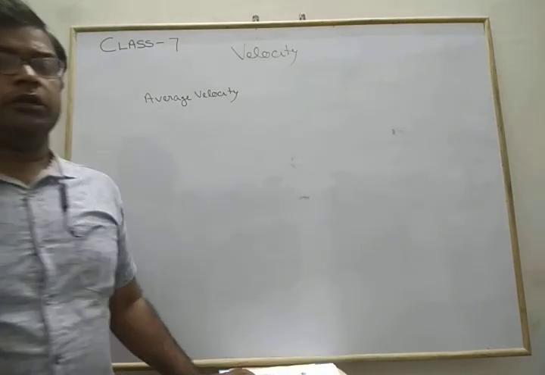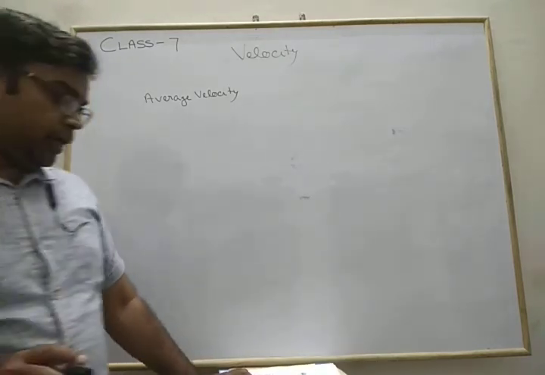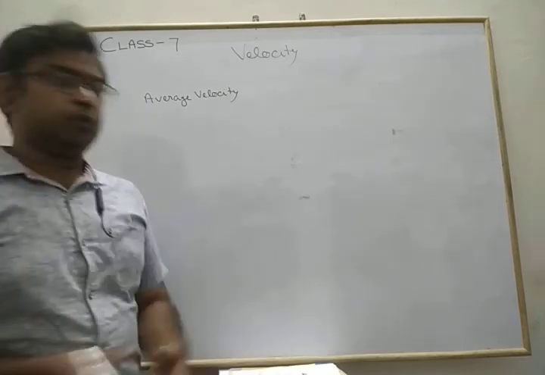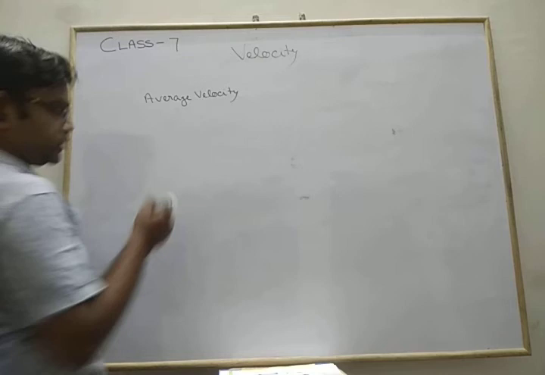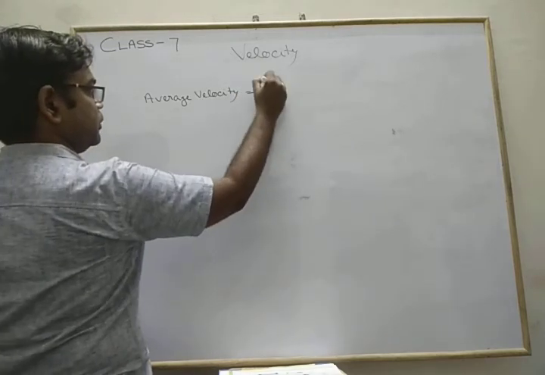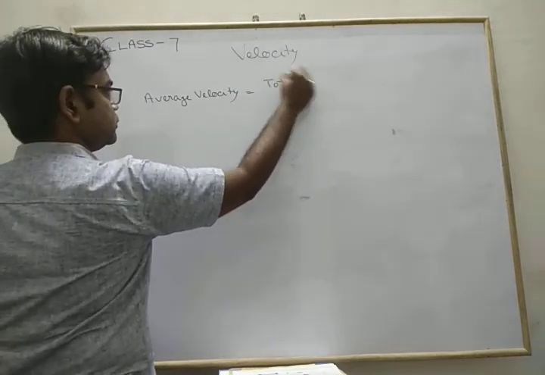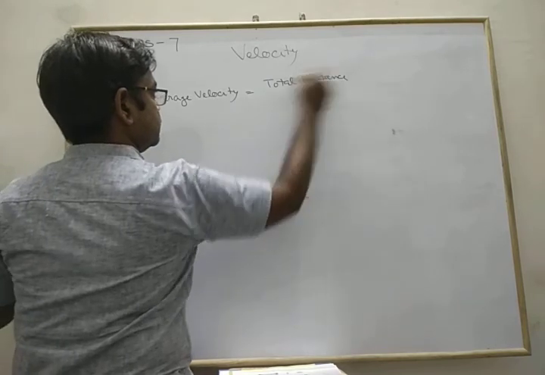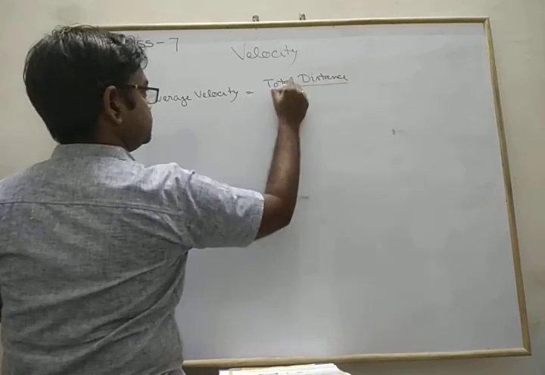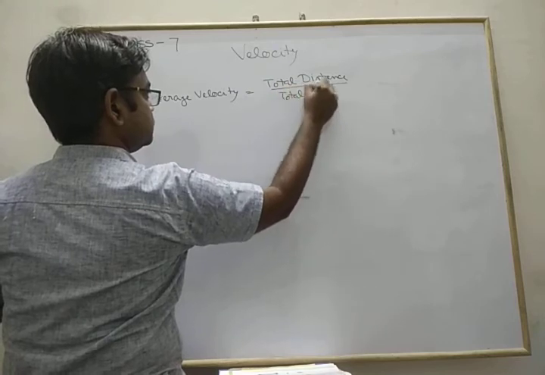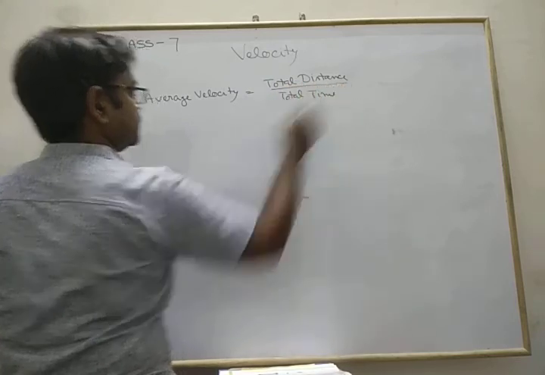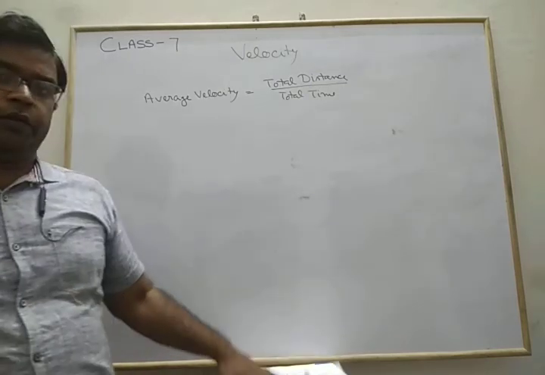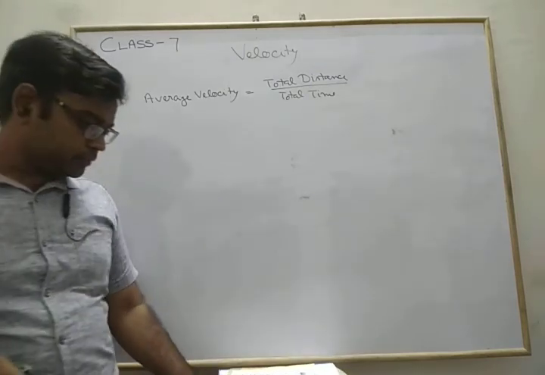We always use velocity with direction, and it's almost the same as your speed. So average velocity equals total distance by total time. This is your average velocity. You can place the values and find the answer.